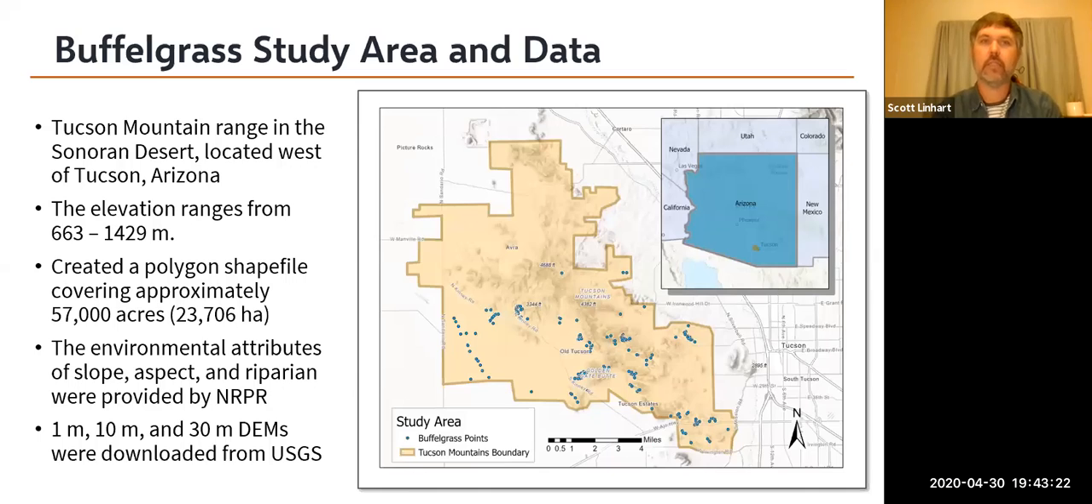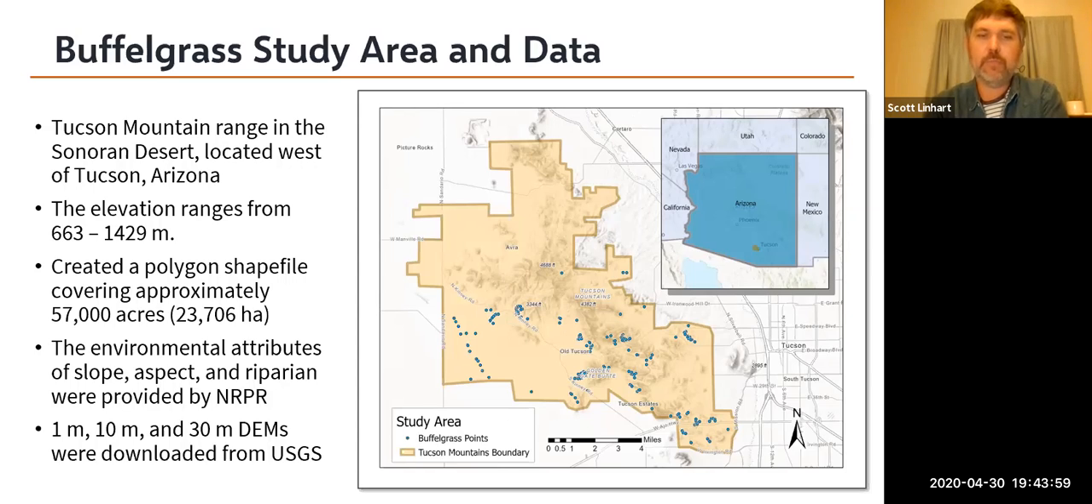So this is our study area and data. The Tucson Mountain Range is located in the Sonoran Desert west of Tucson, Arizona. The biotic community in which the Tucson Mountains are located is classified as Sonoran Desert scrub, where saguaros and palo verdes thrive. The elevation of the mountain range is from 663 to 1,429 meters. A polygon was created using a shapefile covering approximately 57,000 acres that tries to incorporate the Buffelgrass that we see.